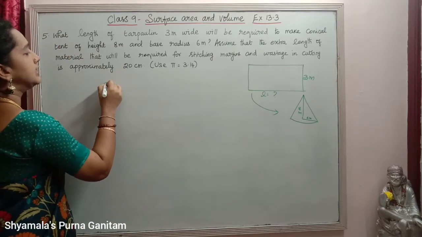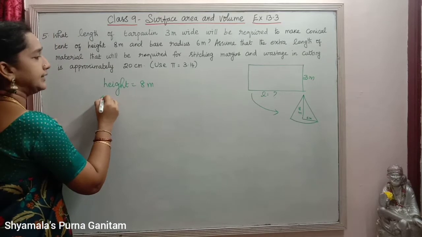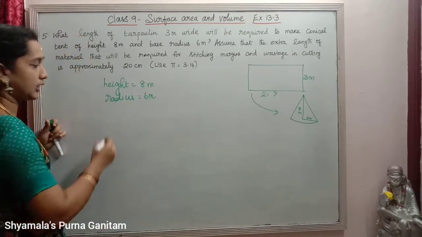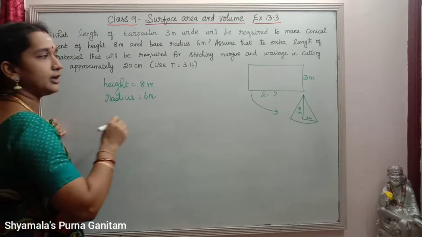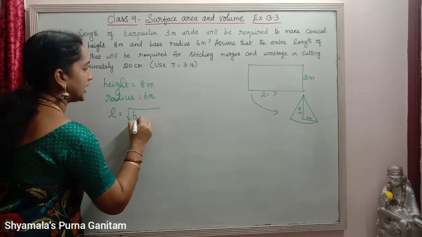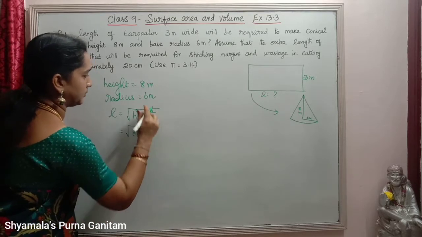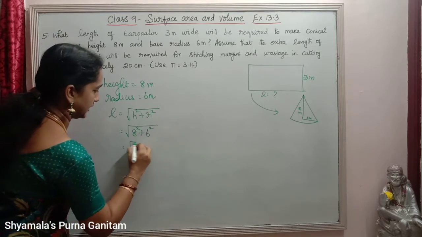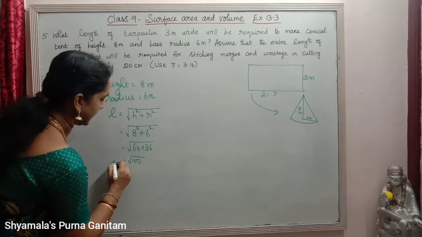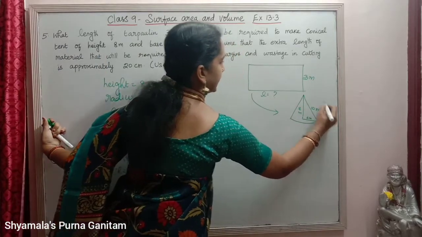So what all is given? Height is equal to 8 meter, not centimeter, meter. Radius is equal to 6 meter. Now we need the slant height, then only we can find the curved surface area. Slant height L is equal to root of h squared plus r squared, which is root of 8 squared plus 6 squared. 8 8s are 64, 6 6s are 36, so this is root 100. Then L is equal to 10 meter.